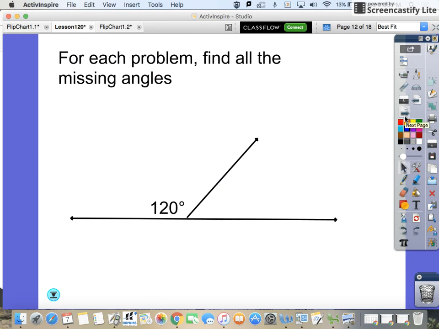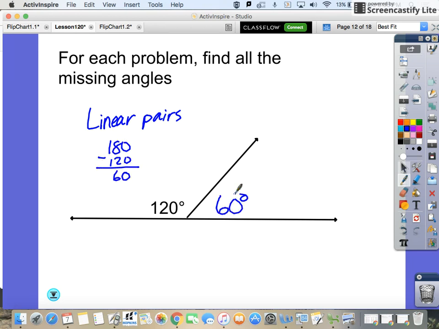All right, so let's look at a couple. So it says for each problem, find all the missing angles. All right, these two angles, they form a line. These are called linear pairs. So what we do is take 180 minus 120, and we get 60. So the other angle is 60 degrees.